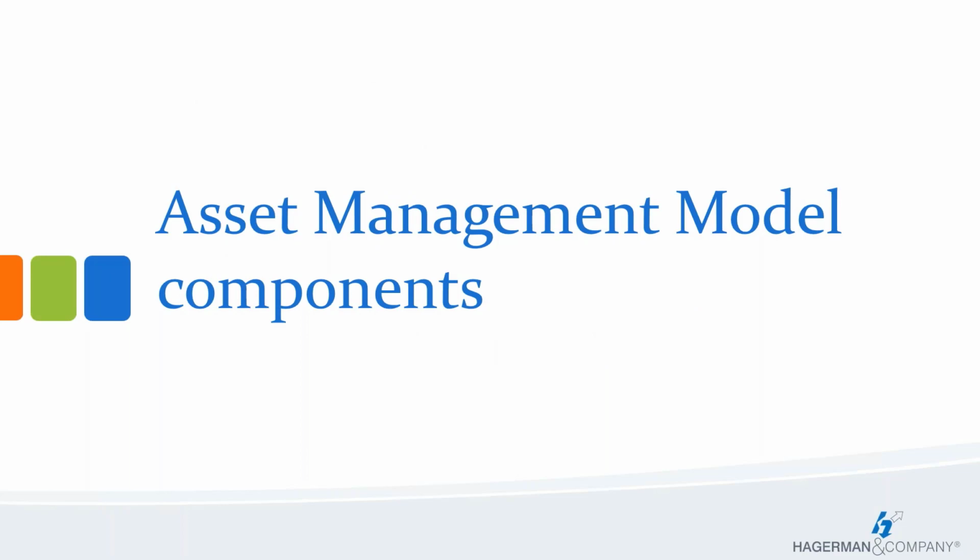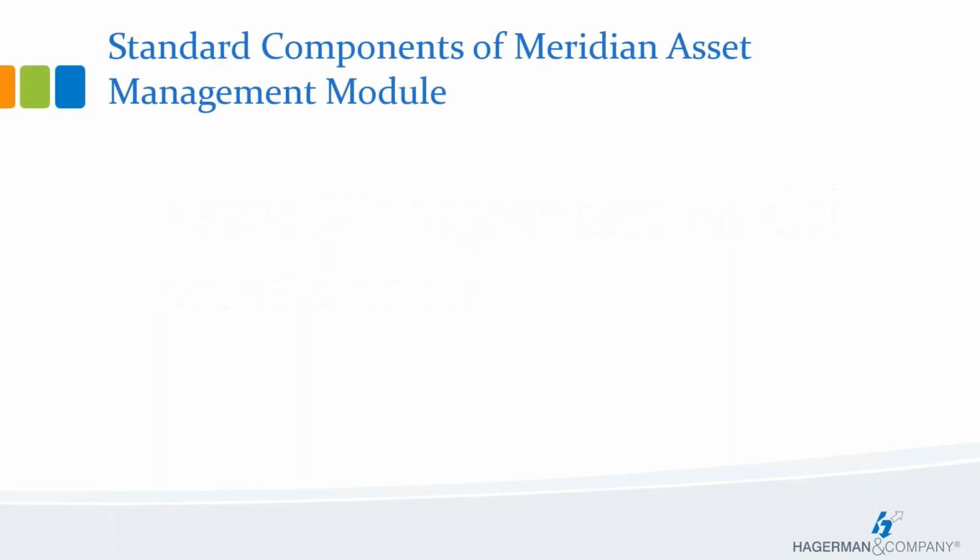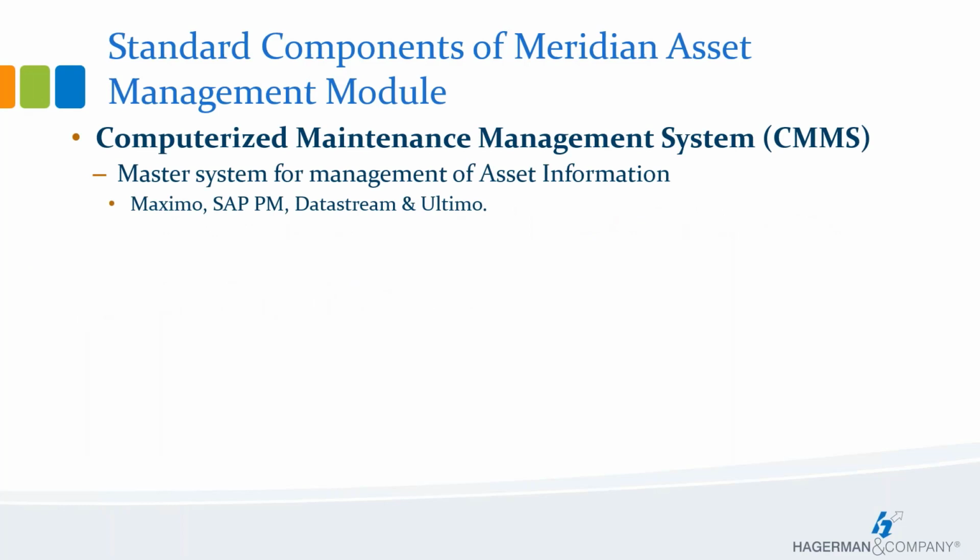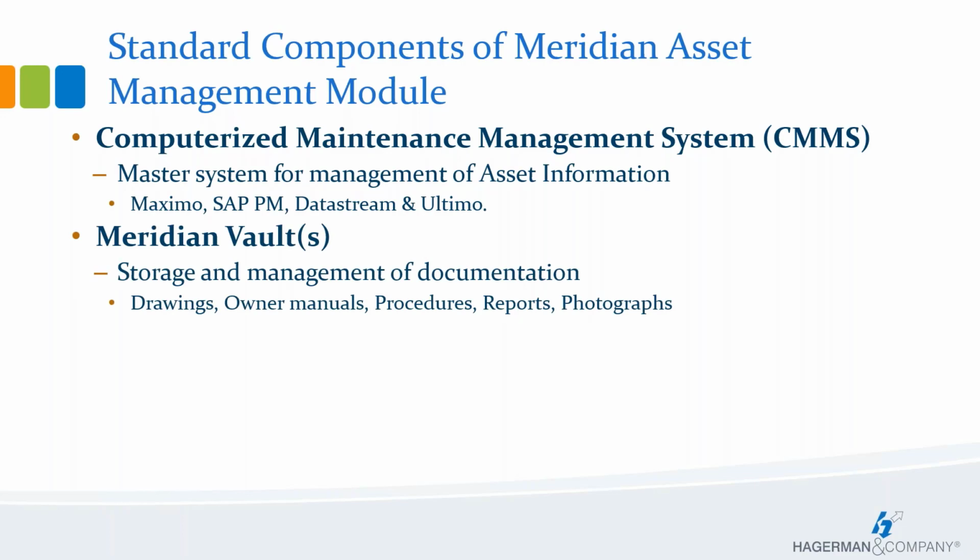All right, so what's involved in the Asset Management Module? What are the components that you need? First, you need a computerized maintenance management system, or CMMS. This is the master system for management of the asset information. Examples are Maximo, SAP, DataStream, and Ultimo. Next, a Meridian Vault. This is the location where we're going to store and manage our documentation, things such as drawings, owner manuals, procedures, reports, and photographs. It's also a secure location that you can rely on, knowing that the latest and greatest information is there and available at all times.